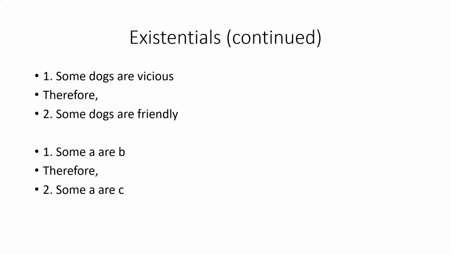To see this a bit more clearly, looking at logical form: some A are B, therefore some A are C. Just because we know that something with the property A holds property B, it gives us no reason to say that it holds some different property, which would be C. So yeah, this is an invalid treatment of an existential.